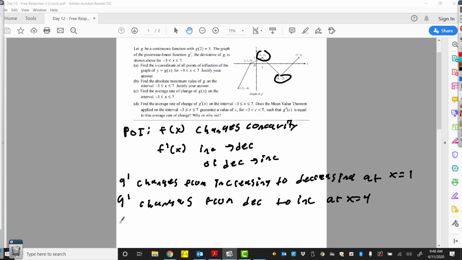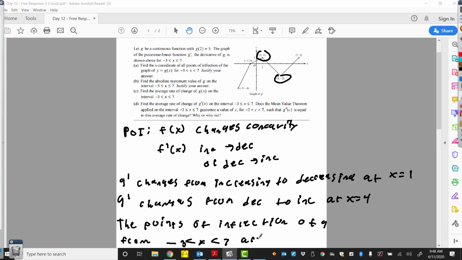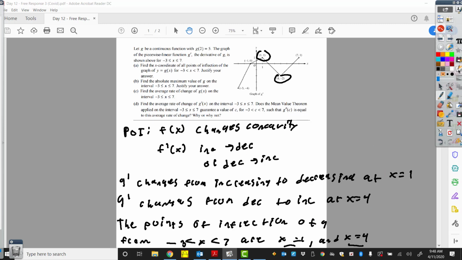So the points of inflection of g from -3, well, they give us just from -3 to 7, not less than or equal to, -3 to 7 are x equals 1 and x equals 4. Now this is going to be 2 points here. One for getting the correct x values and one for the whole explanation.